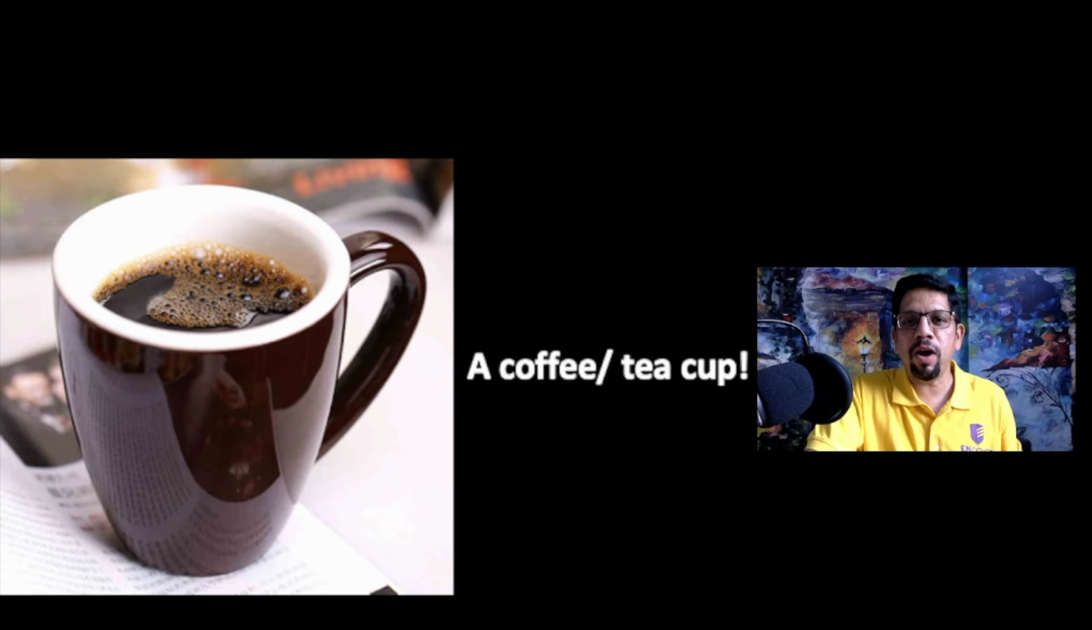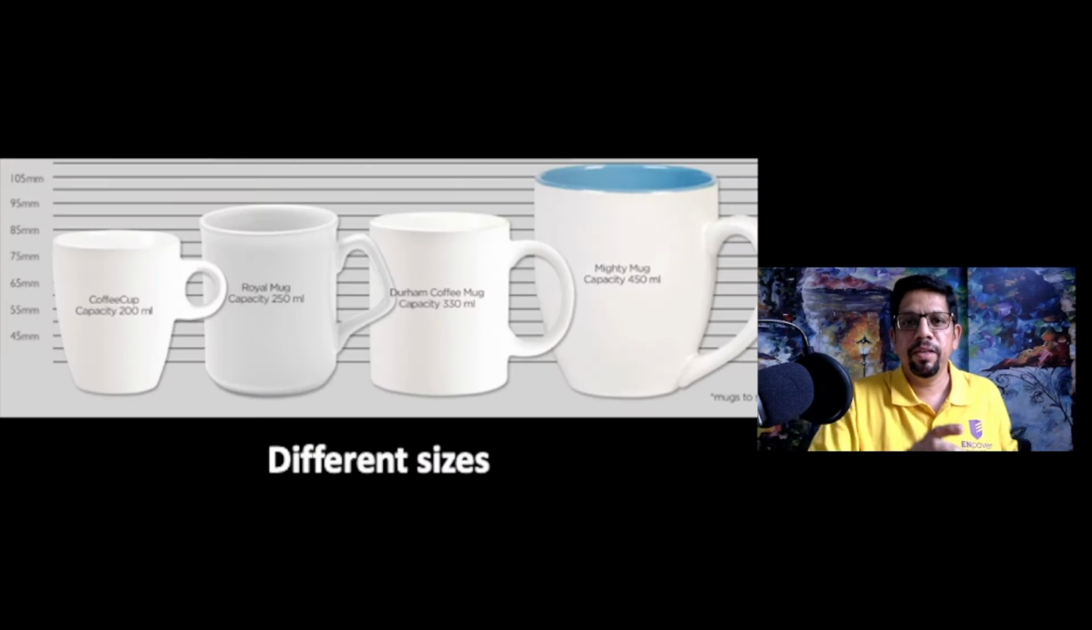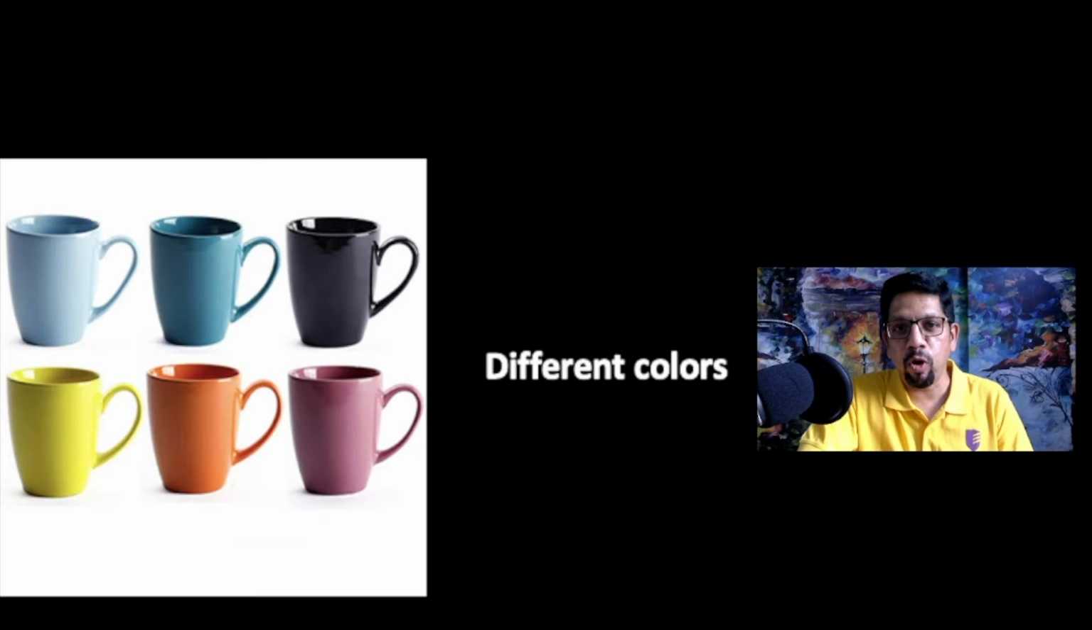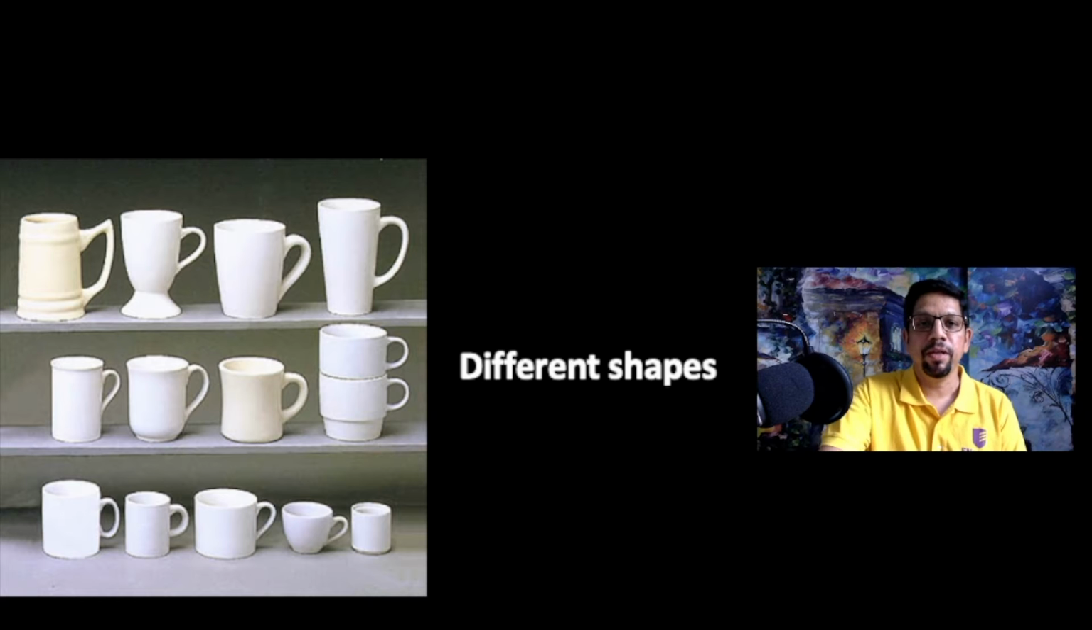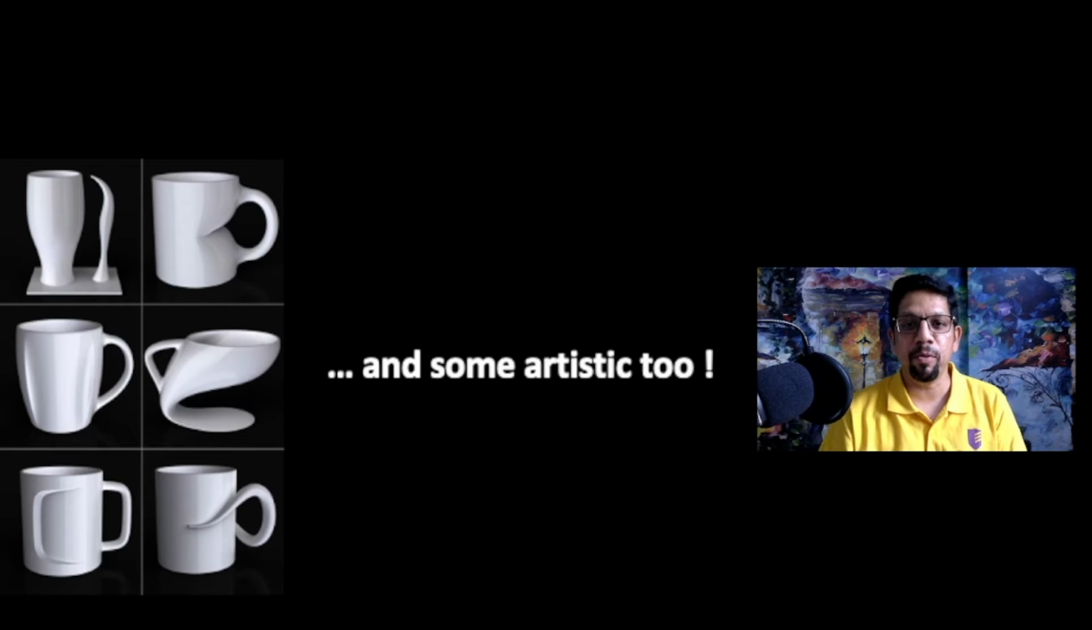Let's get back to understanding how these cups are actually designed. For example, different sizes: a small cup, a big cup, and everybody has their own size. Different colors, we all are particularly fond of colors, and therefore we get cups in different colors. Simple. Different shapes, smaller, bigger is one thing, but cylindrical and round shapes are also different shapes.